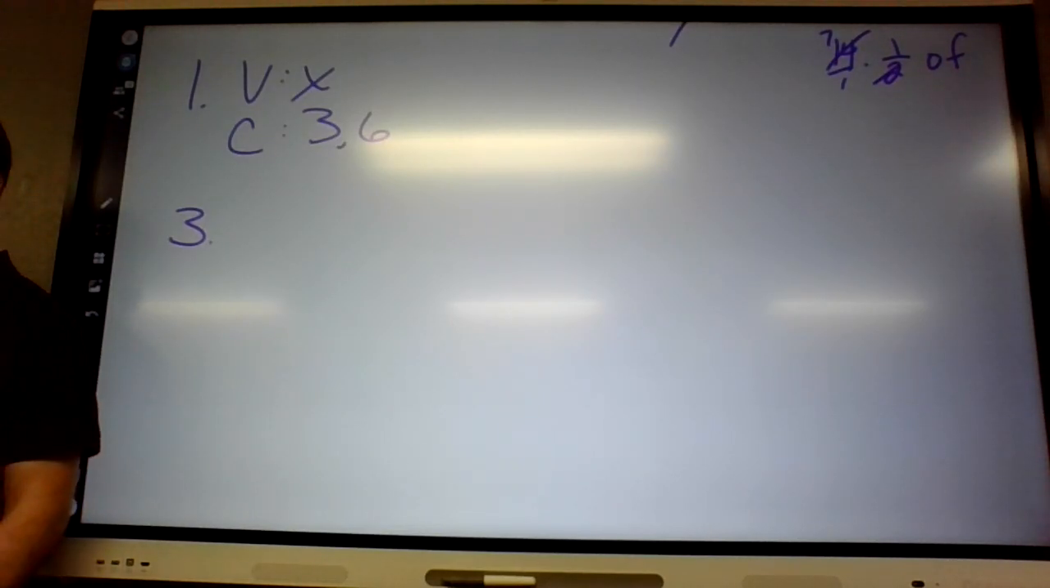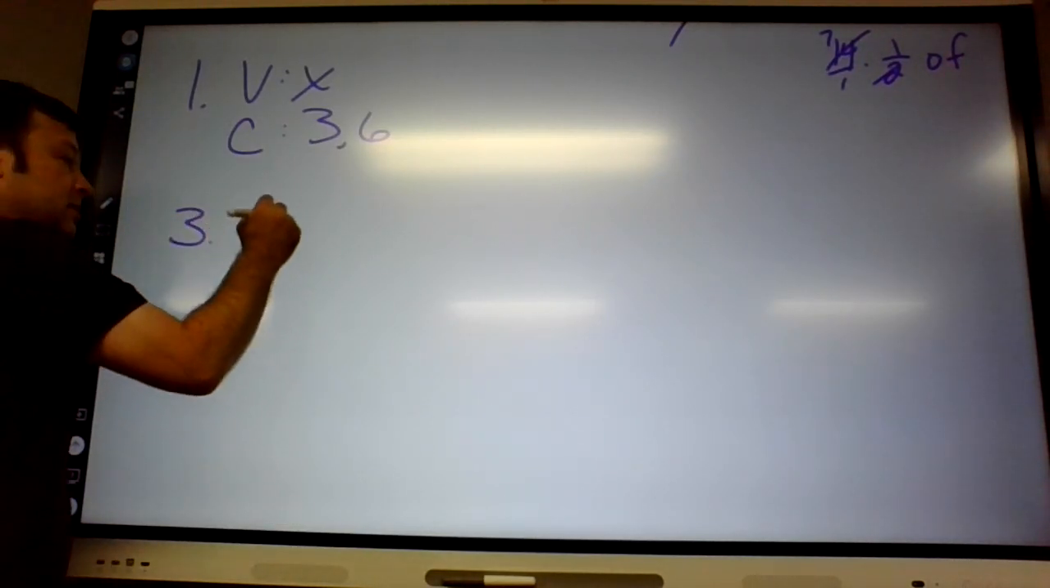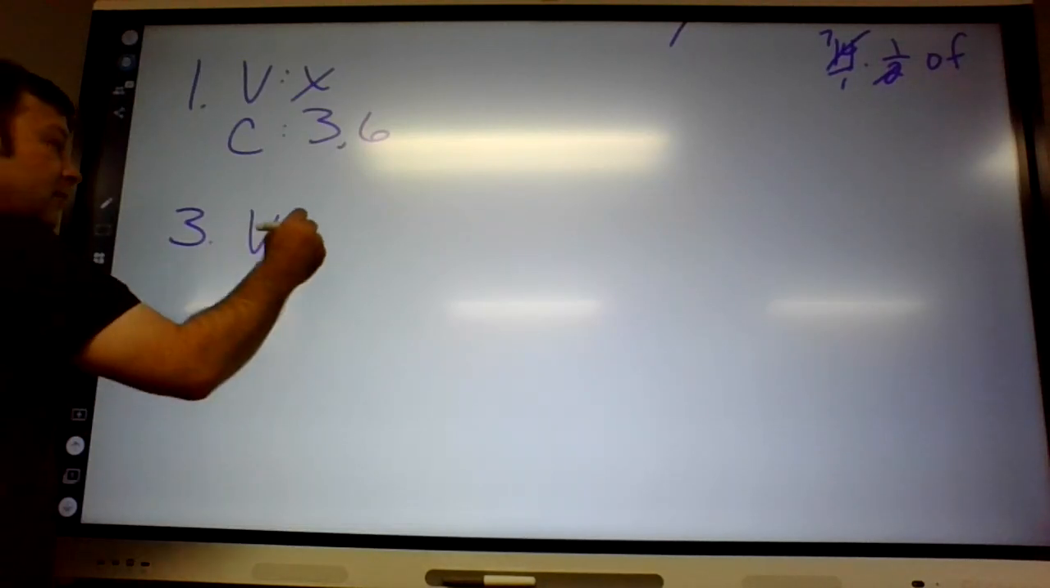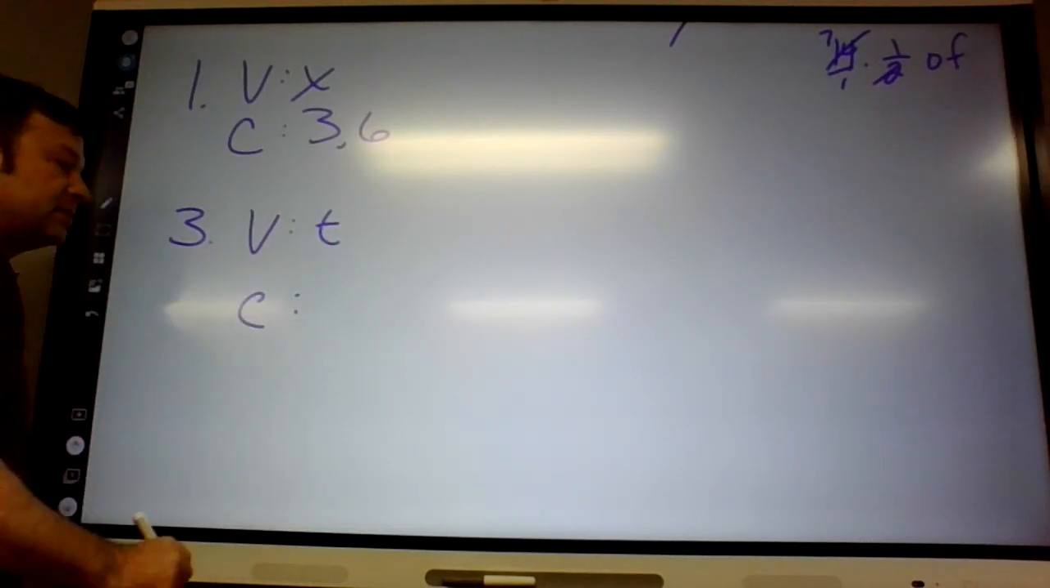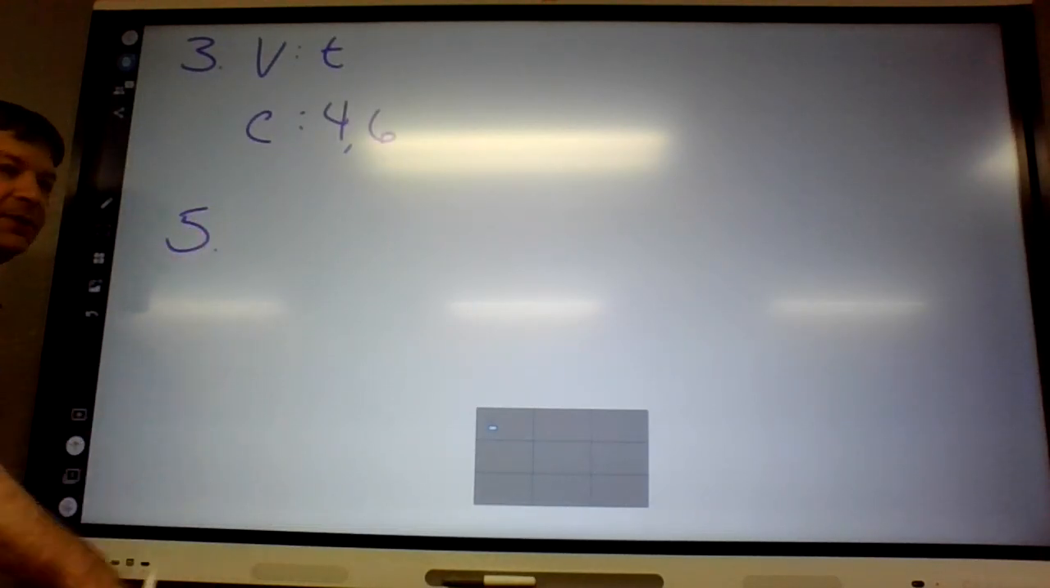That will be Thursday's and Friday's assignment. Which way do we want to go? I would say we'll go this way. Would pi be a variable? Pi is a constant because it's always worth 3.14. Okay, Hallie, on number 3, what's the variable? The variable on 3? T. And the constant? That's your speed. All right.